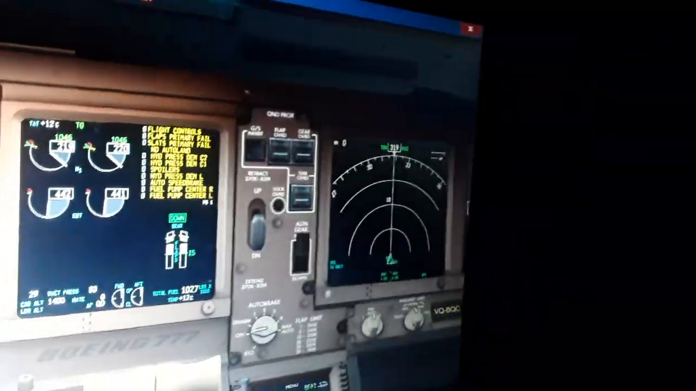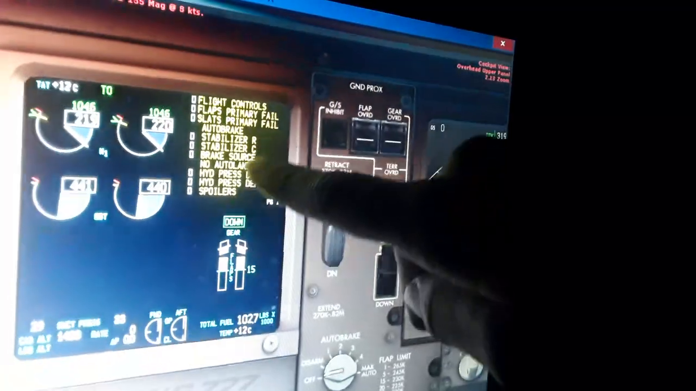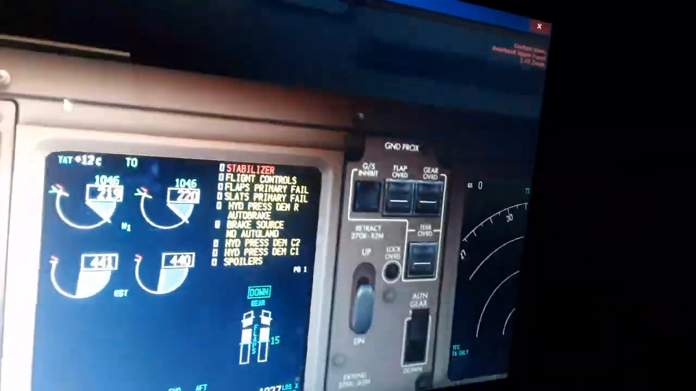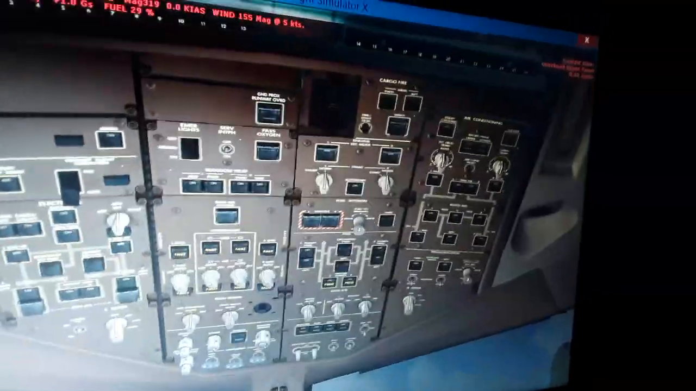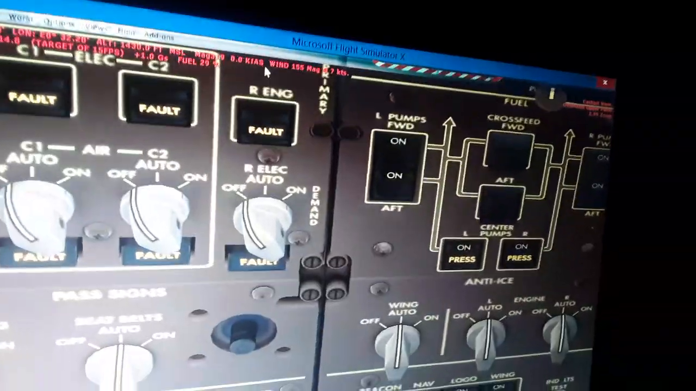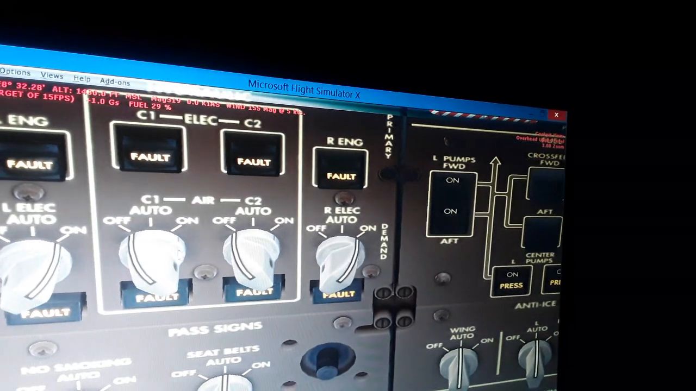You will see the warnings coming up in a couple of seconds. The fault. So we have many systems fault. Also alternate flaps instead of normal. No autoland. No stabilizer. No hydraulic. So we reconnect the hydraulic system. You can see the system should be working the way it should. Back to the on.